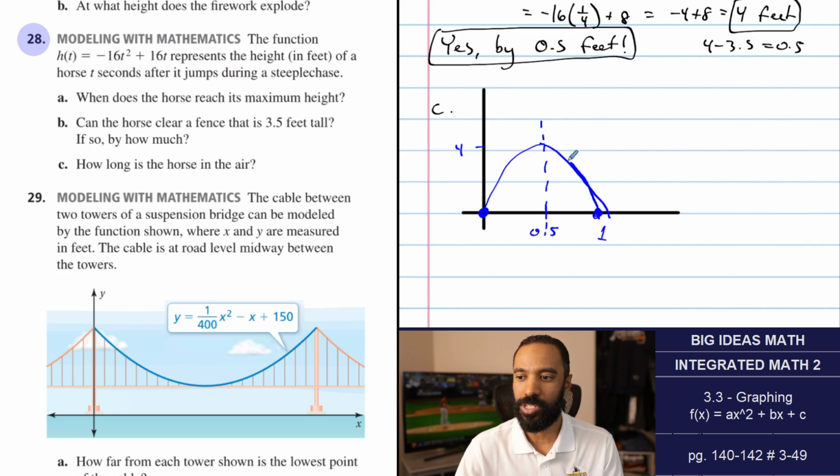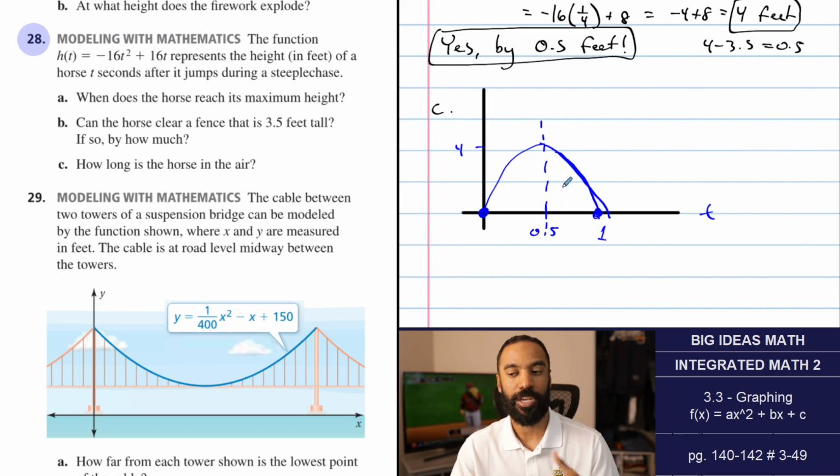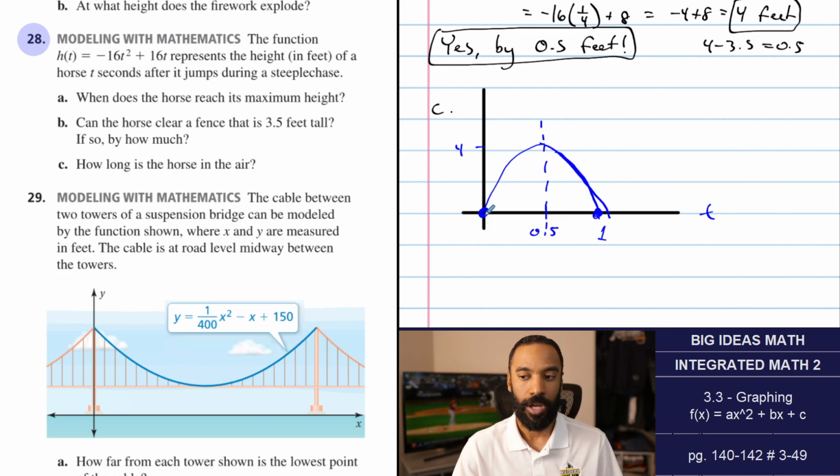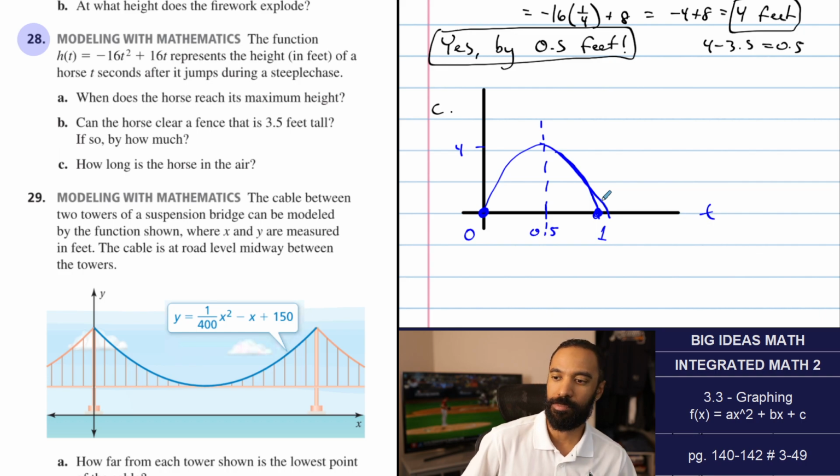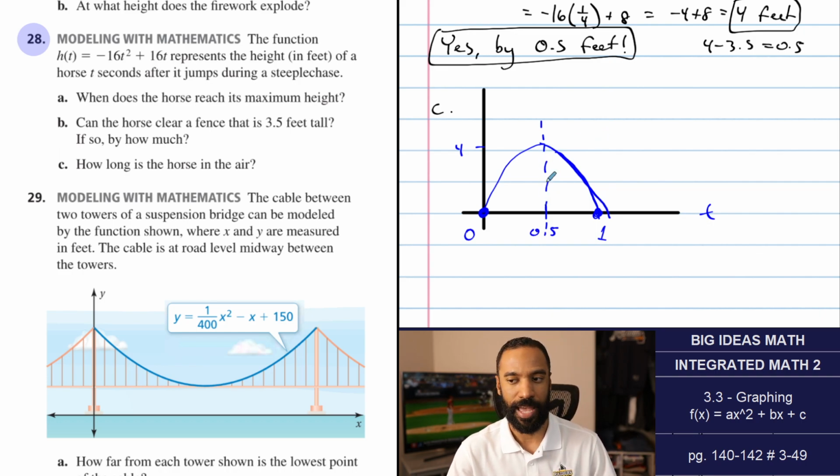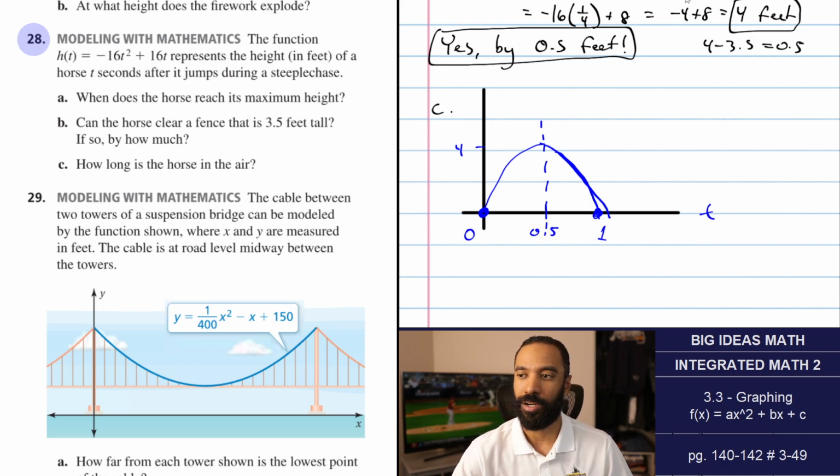Now remember, the horse isn't necessarily launching this far. This is time. But they're asking when. How long is the horse in the air? We're also asking when will the horse hit the ground? It leaps at time 0. It lands at time 1. That's 1 second. So the concept of the graph helps us understand that this is the halfway point, half of a second into there. And a full second later, it does it.